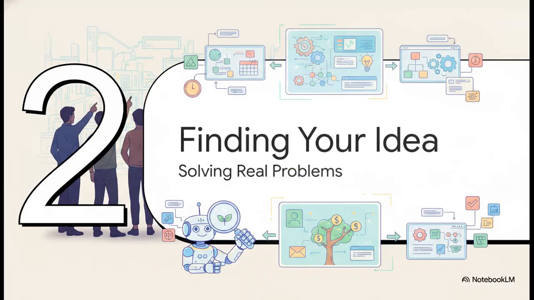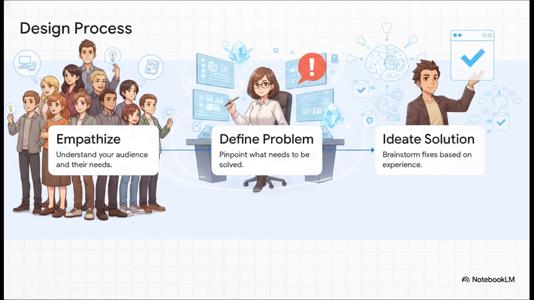Moving right along to Section 2, finding your idea. We are solving real problems here, not just making things look pretty. The most reliable way to find your niche is by following a specific 3-step design process. Step 1, empathize with an audience. Literally write down their daily frustrations and really get into their headspace.